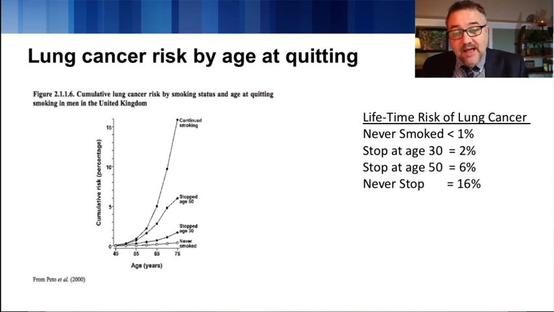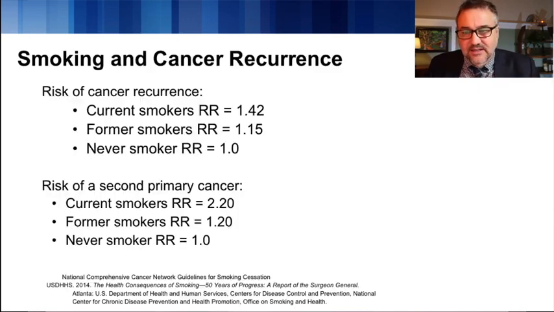And for people who have never smoked, the lifelong risk of lung cancer is under 1%. If people stop by age 30, it's 2%. But if they stop by age 50, we're looking at 6%, and if they smoke through their entire lives, the risk of getting lung cancer is about 16%. So, a nice argument for trying to get people to quit smoking as early as possible. As they smoke through their lives, that risk just increases year by year.